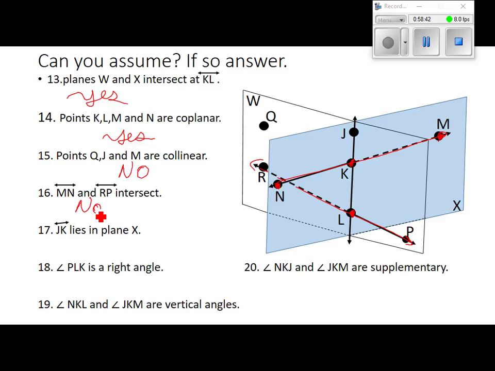JK lies in plane X. Plane X is the blue plane. Does line JK lie in that plane? Yes. Yeah, as a matter of fact, JK is in both planes.